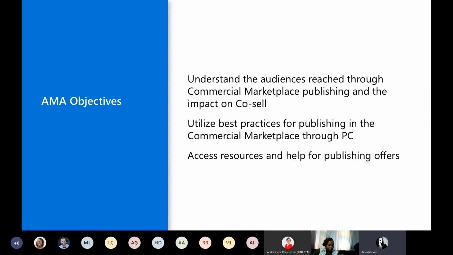What we want to make sure that we land with you today are these objectives: to understand the audiences reached when you publish things through the commercial marketplace and how that impacts co-sell, utilizing some best practices when publishing offers, and also how to access resources and help for publishing offers. We know this isn't the only time you will be interested in this, so we want to make sure you know where to go for help along the way and where you can self-educate as well.